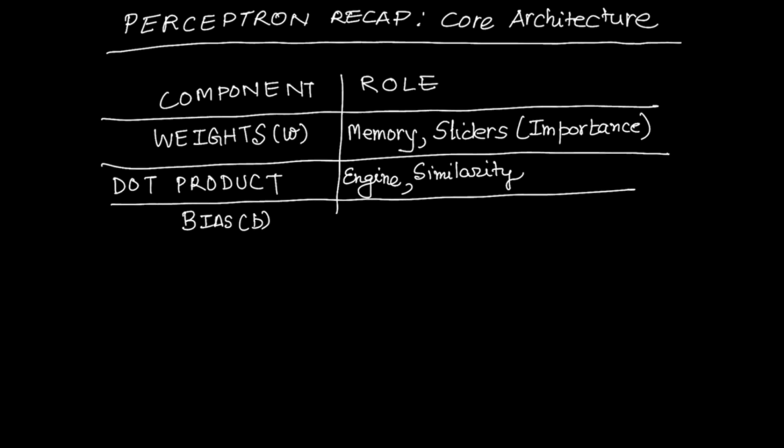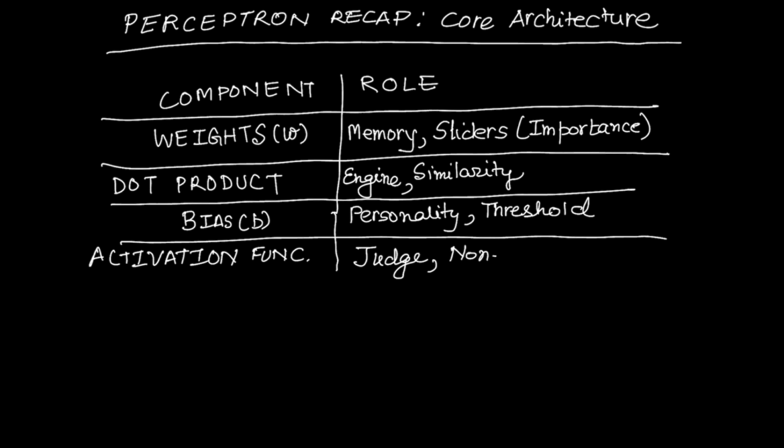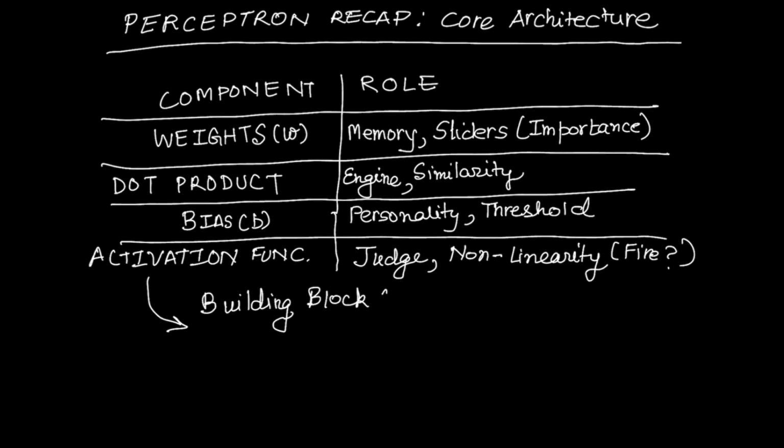The bias. This is the personality. It sets the threshold for activation, allowing the neuron to shift its decision boundary. The activation function. This is the judge. It introduces non-linearity and decides whether the signal is strong enough to fire. And that brings us back to a single line of code. It's elegant, it's powerful, and it is the building block of everything from Siri to self-driving cars.